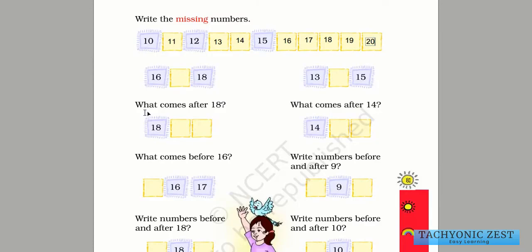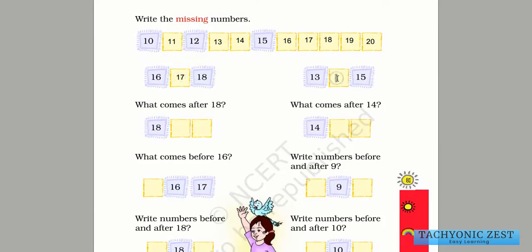Now we have to write the missing number here. Here it is given 16. Okay, so after 16 it is 15. So let us count 10, 11, 12, 13, 14, 15, 16, 17, 18. So the missing number is 17.